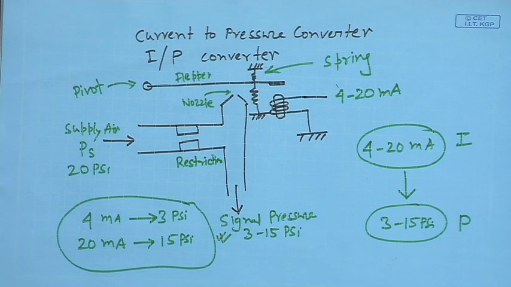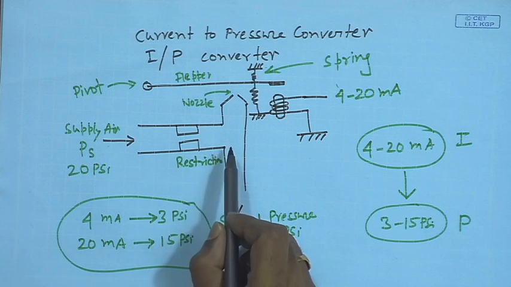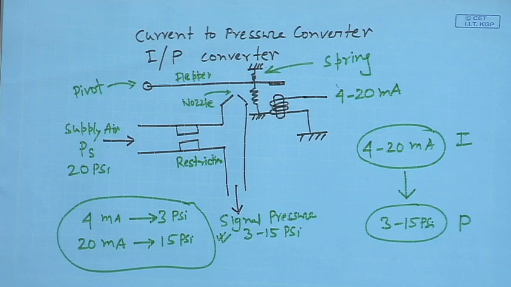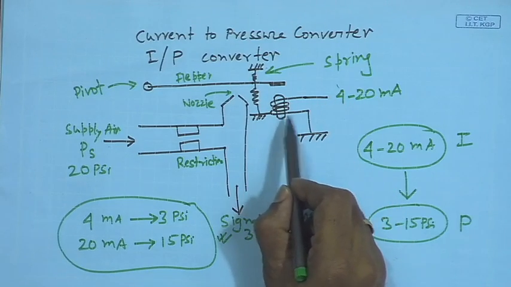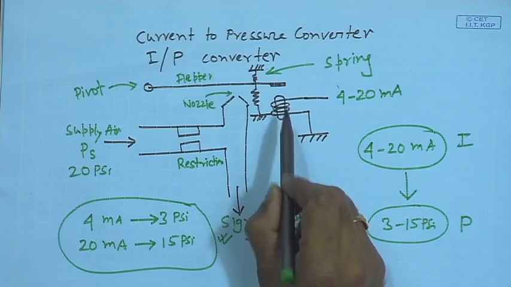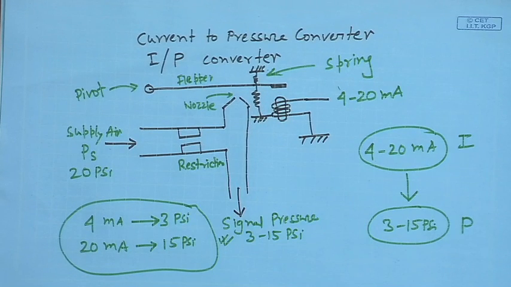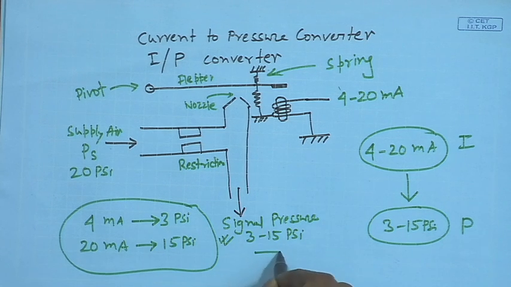So, its working principle is very simple. It is essentially a flapper nozzle system. Here we are passing a current through this coil which produces a force which pulls down the flapper. As it pulls down, the gap between the nozzle and the flapper changes, which will cause a change in the signal pressure.